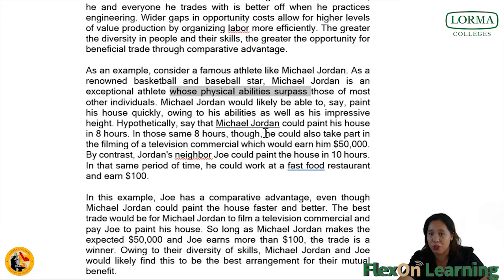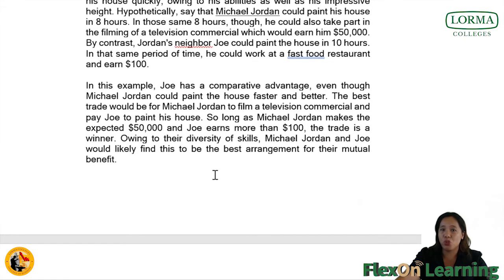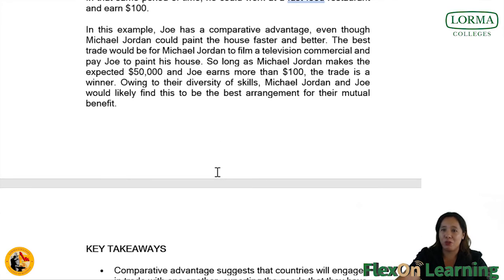Hypothetically, Michael Jordan could paint his house in 8 hours. In the same 8 hours, though, he could also take part in the filming of a television commercial which would earn him $50,000. By contrast, Jordan's neighbor Joe could paint the house in 10 hours. In that same period of time, he could work at a fast food restaurant and earn $100. So in this example, Joe has a comparative advantage even though Michael Jordan could paint the house faster and better. So the best trade would be for Michael Jordan to film a television commercial and pay Joe to paint his house.